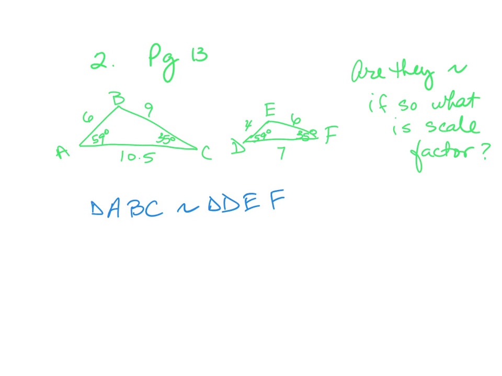Well, I'm going to put the DEF under here. And remember, they're not always in alphabetical order. I don't really like those problems because it doesn't make you think. So AB is similar to DE, right? Yeah. So 6 over 4 equals, now BC is 9, and that's the same as EF, 9 over 6. And then we have 10.5 over 7.